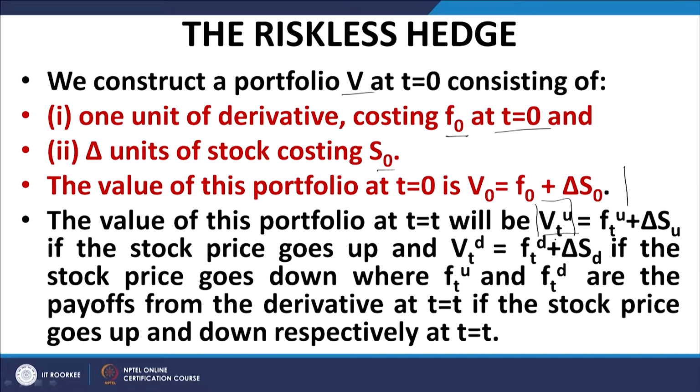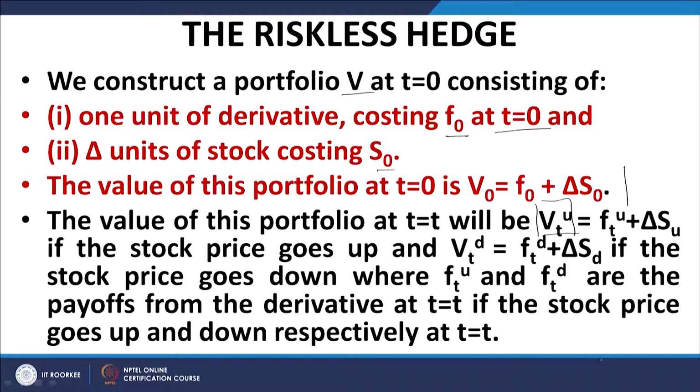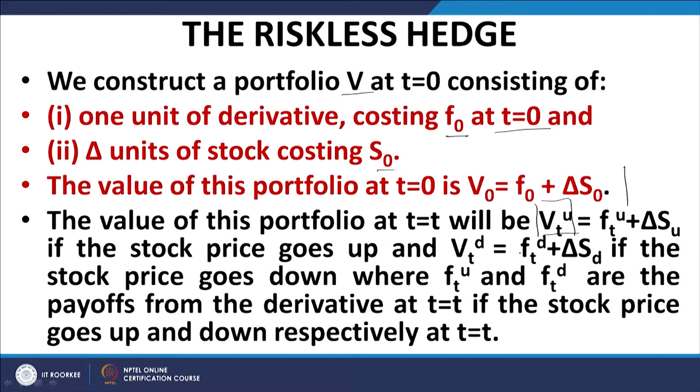fd, because this is the derivative's payoff. Remember, it may be 0, it is not necessarily that the derivative payoff must be positive or even negative, it could well be 0 also. So, VD is equal to fd, that is the payoff from the derivative if the stock price goes down, and if the stock price goes down, its price per unit goes to SD, and because we have delta units of the stock, the total value of the portfolio becomes fd plus delta SD.